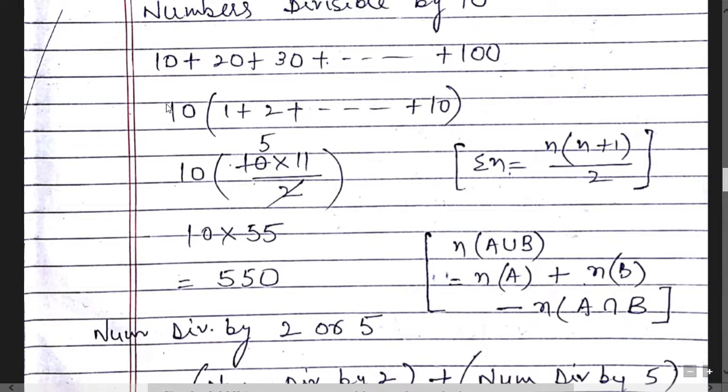Now taking 10 common, inside the bracket you can write 1, 2, 3 up to 10. Then apply the formula again, sigma n is n into n plus 1 divided by 2. It's 10 into 11 divided by 2. 2 into 5, 10. And 5 into 11, it's 55. 55 multiplied by 10, it's 550.